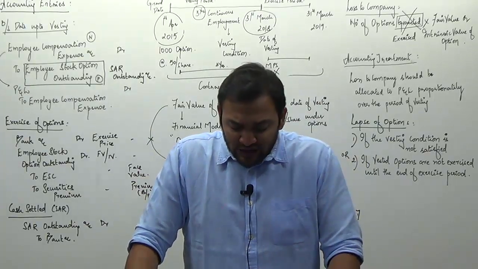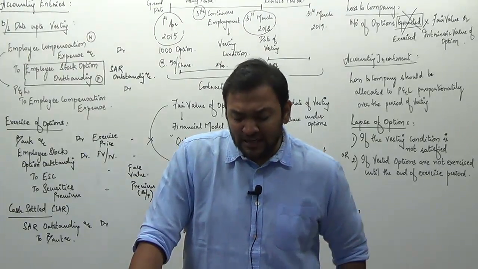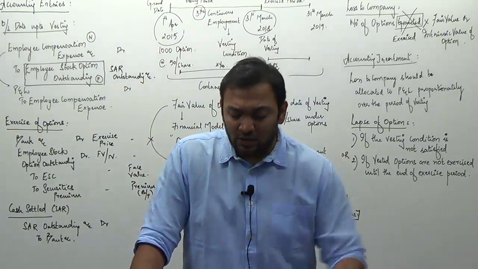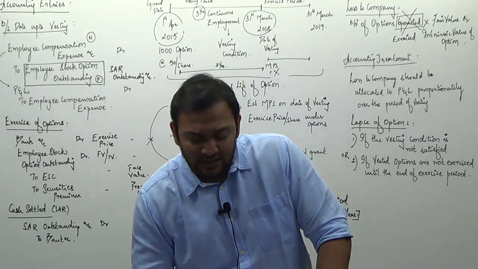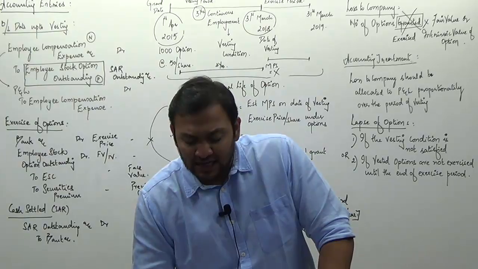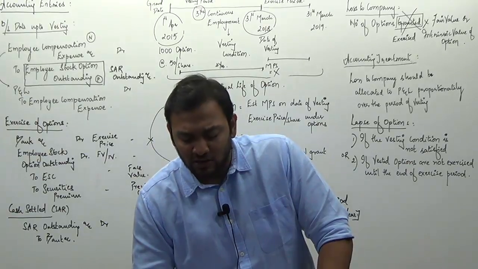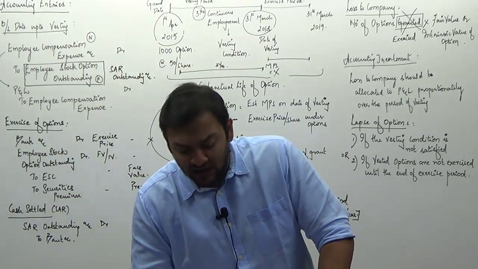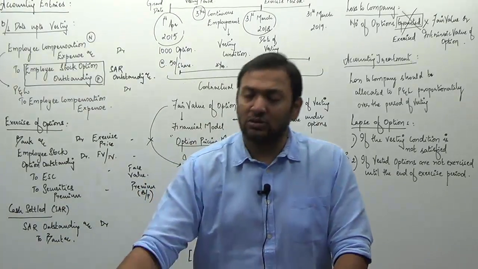So let's see the first question. Question number one. APC grants 1,000 employee stock options on 1/4/2008 at 40 rupees. So 1,000 is the number of options granted, 1/4/2008 is the grant date, 40 is the exercise price. Market price is 160. Vesting period is 2.5 years. Exercise period is 1 year. 300 unvested options lapsed on 1/5/2010 and 600 were exercised on 3/6/2011. 100 vested options lapsed at the end of the exercise period. Pass the journal entries with suitable narrations.